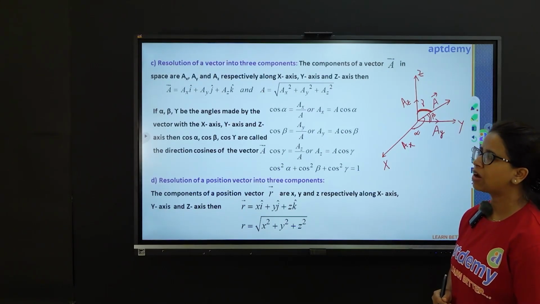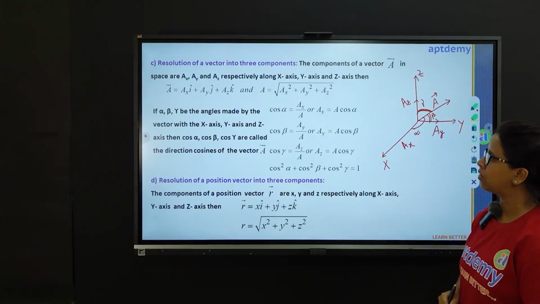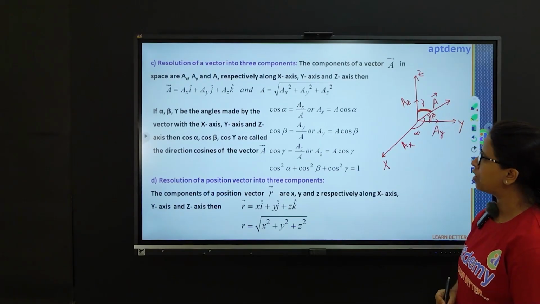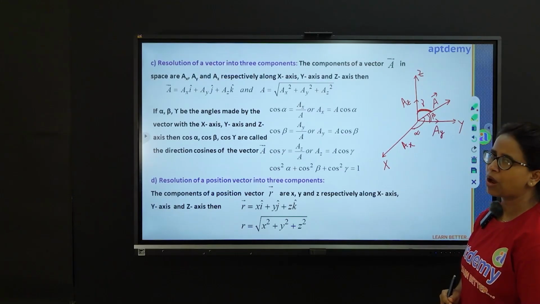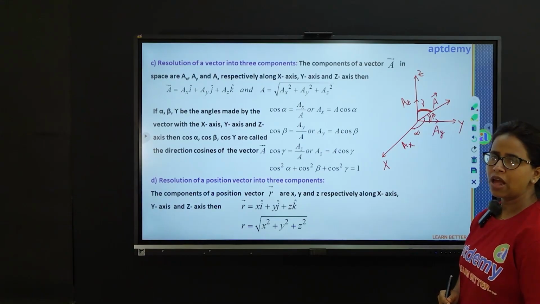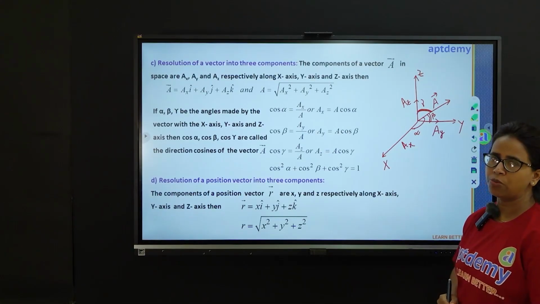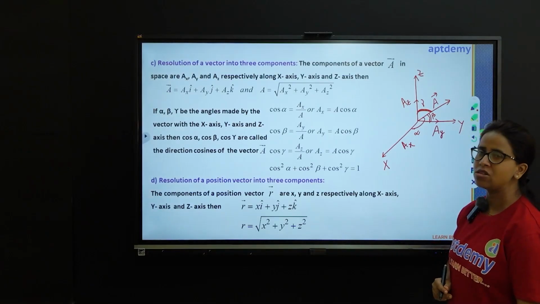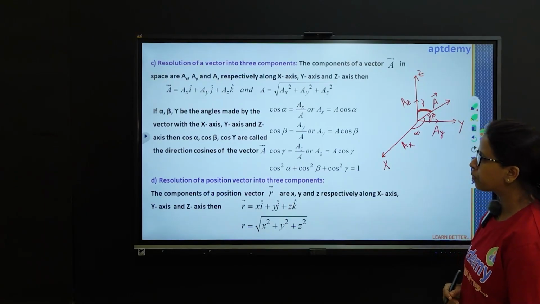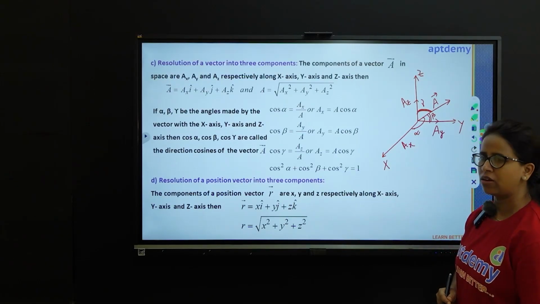Now if alpha, beta, gamma are the angles made with the 3 axes respectively, then we can write cos alpha equals ax by a, cos beta as ay by a and cos gamma as az by a. Now these cos alpha, cos beta and cos gamma are called the direction cosines of the vector A. And the sum of the squares of the direction cosines is equal to 1.